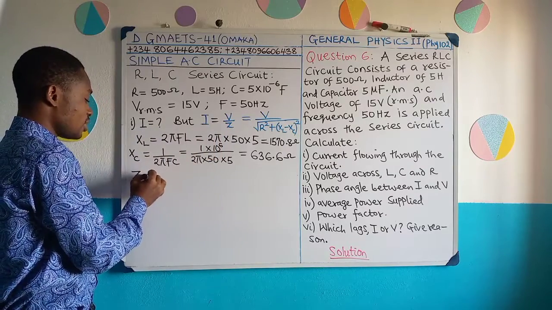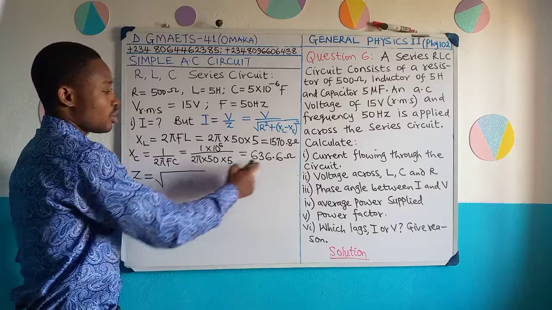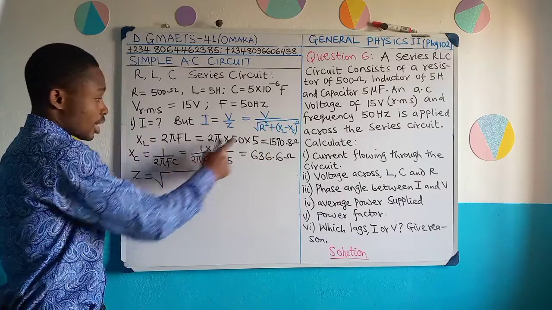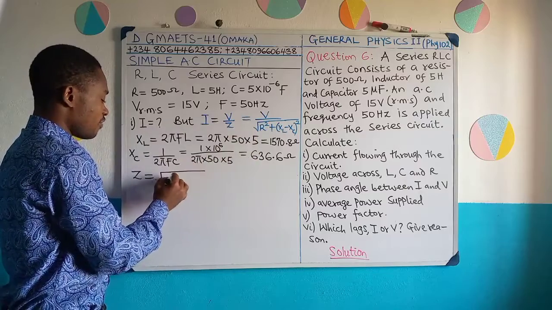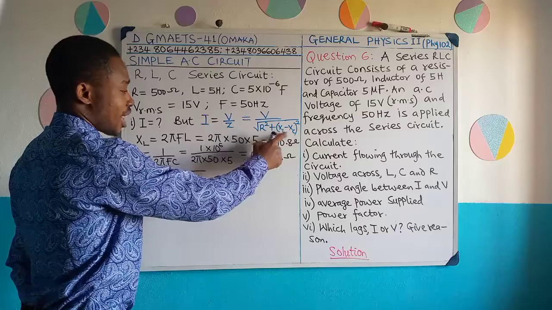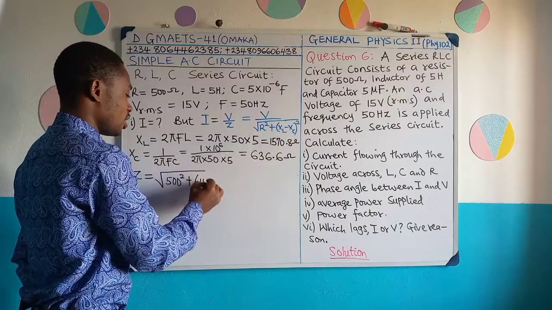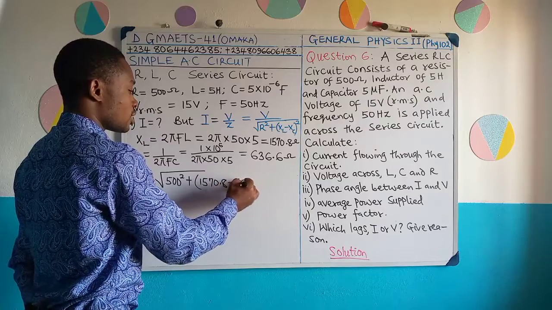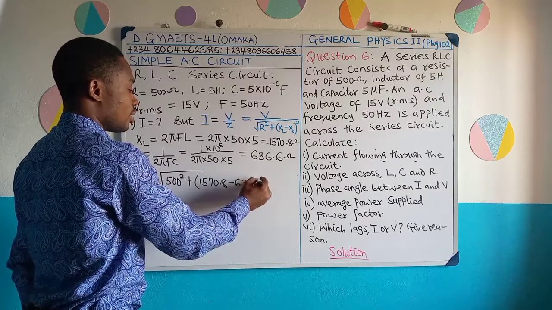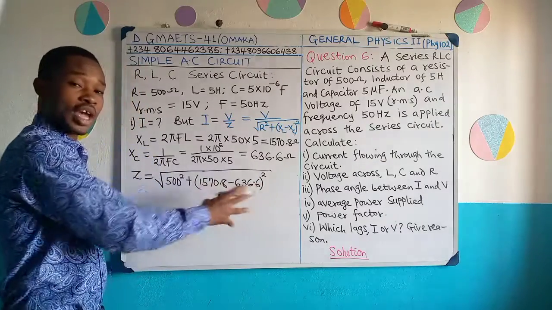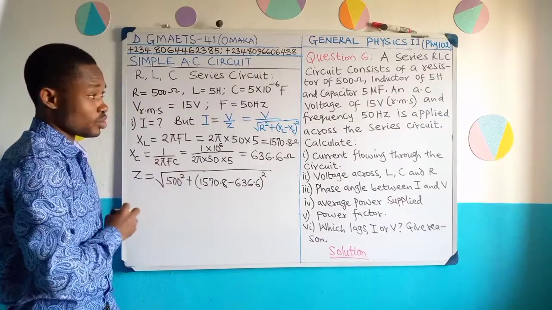So I go say Z is the square root. Use this formula to get Z: R squared, where R they give me is 500, I go square it. Then put plus, open bracket, XL, where I get 1570.8, minus 636, that is XC. I go close the bracket, then square it. Now this whole thing will give me the impedance Z for this circuit.